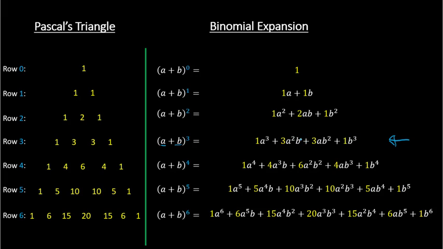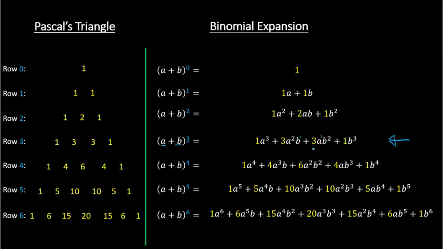And notice that for each term, if you add the exponents of the variables, it will always equal 3. It will equal the exponent that we're raising the binomial to, right? Because a squared b to the first power for the second term, 2 plus 1 is 3. For the third term, 3ab squared, we have a to the first power times b squared. You add 1 plus 2, that gives you 3. And then b cubed obviously has a 3 for the exponent.